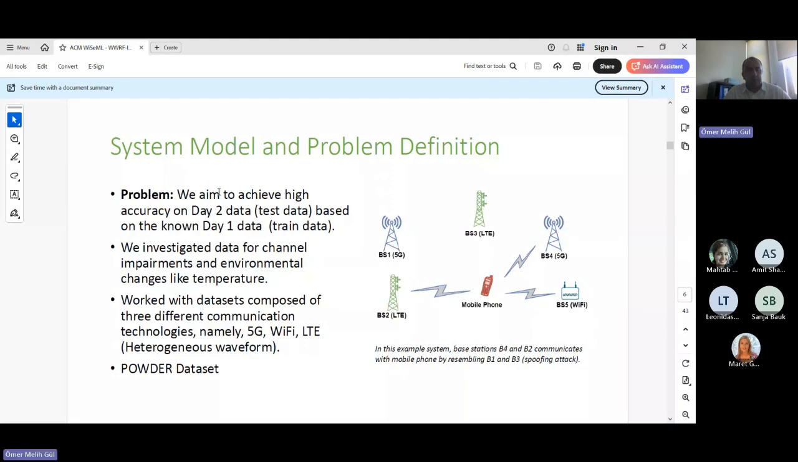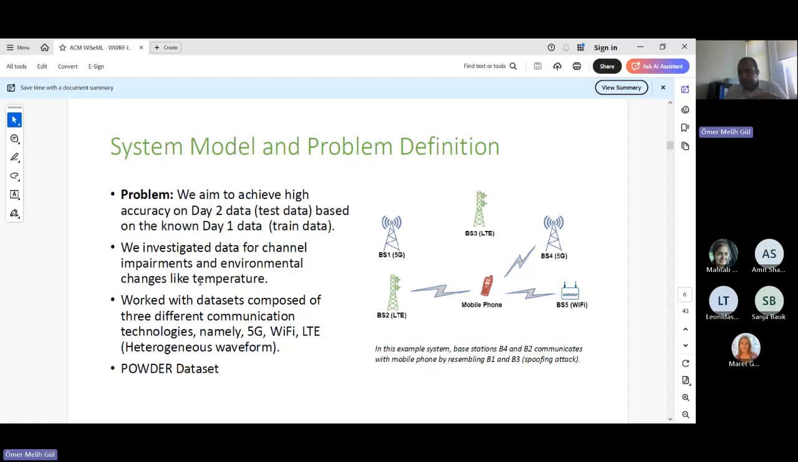But as I said, we try to make the problem a bit challenging. We try to train on the data. What is the data? The data are RF samples received from those transmitters. We have some training data, and we use this training data to learn their RF fingerprints and make inference about RF fingerprinting. Then, on the following day, when the signal comes, we say, I know each of your identities. And we investigate the data for channel impairments and environmental changes like temperature. By observing those RF signals, we try to infer the RF fingerprinting, and we try to understand the channel impairment. What are the channel impairments? The channel impairments are the effect of each transmitter on the signal.